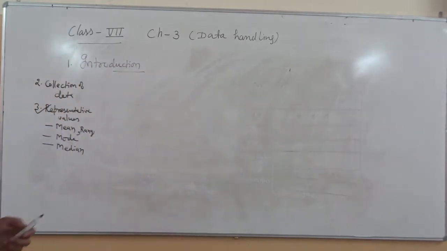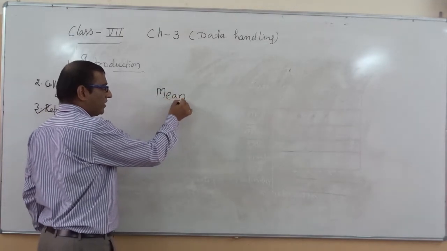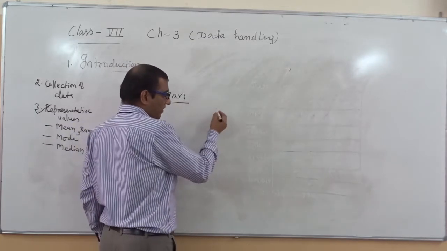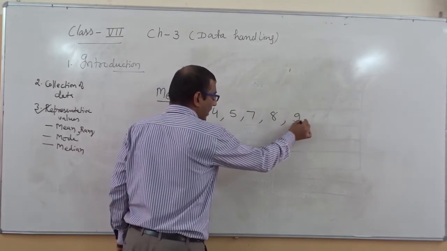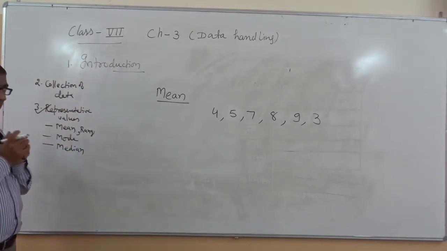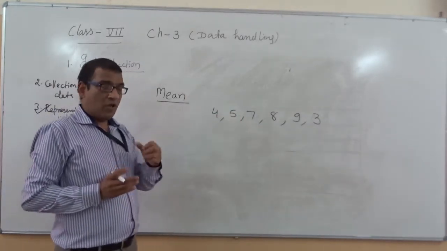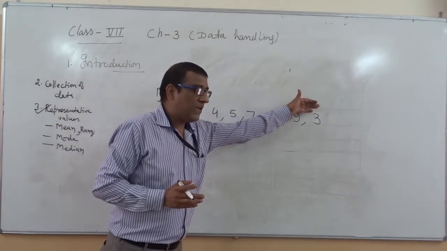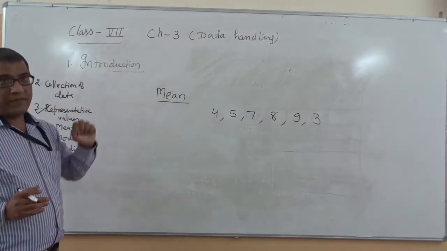For example, if I am saying in a class test of maths, we will continue with first, mean. For example, if students are getting marks in such a way: 4, 5, 7, 8, 9 and 3. So how can we calculate the mean with the help of these data? These are known as data. These are known as observations. So we can say total number of observations are 1, 2, 3, 4, 5 and 6. So with the help of these 6 data, how can we calculate mean?